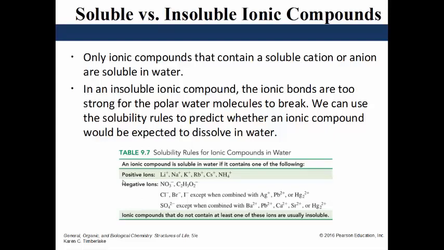For positive ions, say lithium, sodium, potassium, rubidium, cesium, and ammonium, an ionic compound is soluble in water if it has either one of these positively charged ions or if it has certain negative ions. Now, if an ionic compound does not have at least one of these in this table, it is most likely insoluble because the ionic bonds are just too strong for the water to break apart.